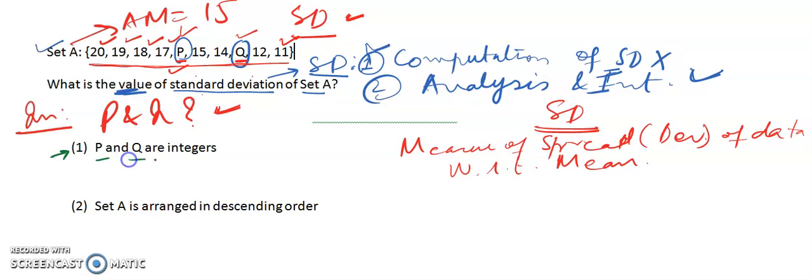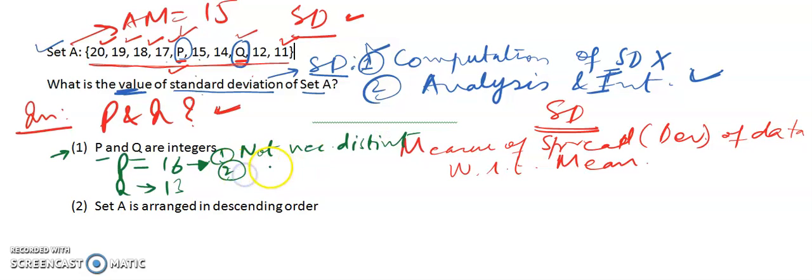Statement 1: P and Q are integers. So P and Q both are integers. Now if you look at the set, P lies between 17 and 15, so definitely one of the values is 16, and as far as Q is concerned, it is 13. But hold on, there are a couple of unwarranted assumptions we may take. First, the question does not say that the values of P and Q are distinct. They are not necessarily distinct.